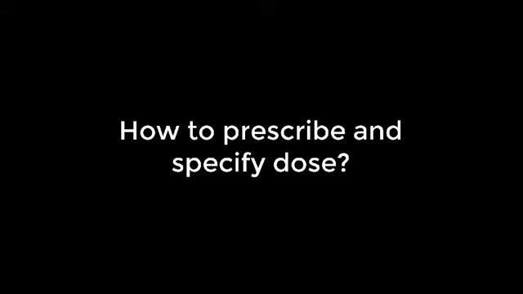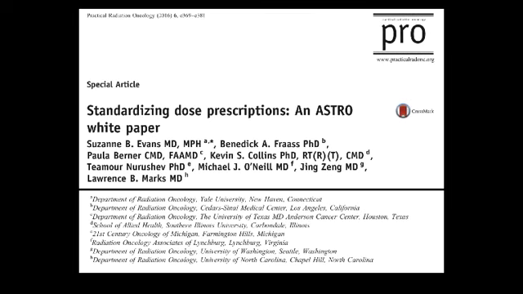All right, so now we're going to address this question of how to prescribe and specify dose. And that might seem like a very easy problem. Say I want to give a tumor 45 gray. Let's do it. But as you think about it and dig into it, it's actually not that simple and it needs some codification. So one standard for this is published in 2016, a paper from ASTRO, the American Society for Radiation Oncology. And they came up with a standardized way to prescribe dose.